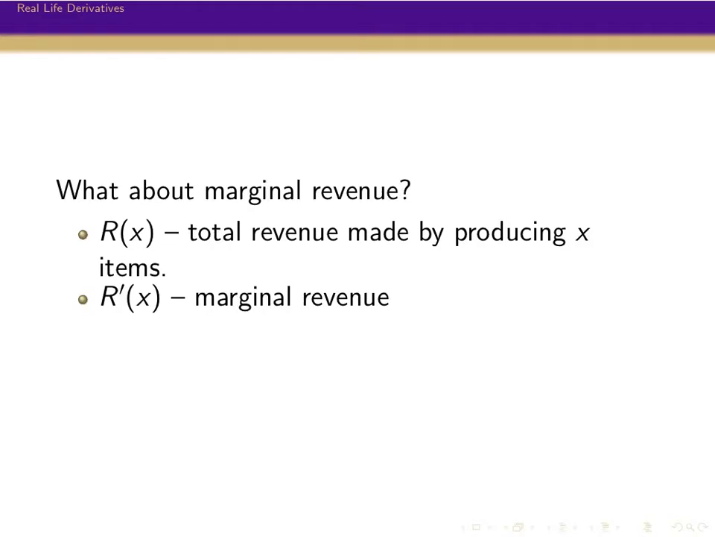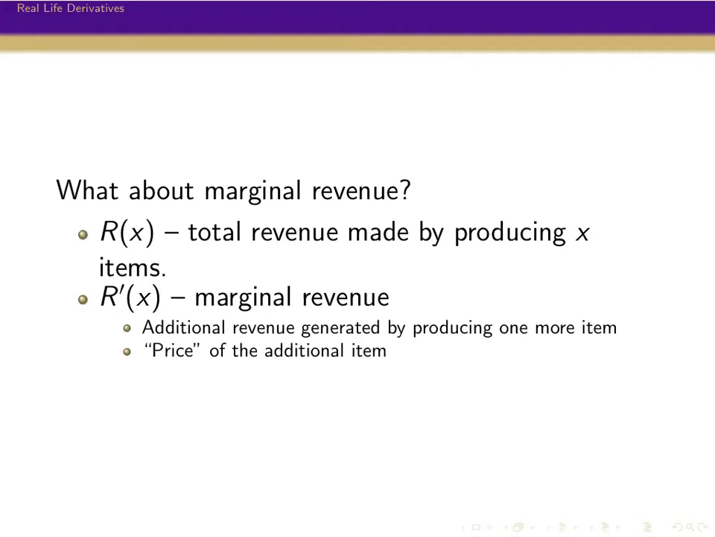Well, what exactly is that going to mean? Same idea as before, it's going to be the additional revenue you make by producing one more item. If you make one more item, you make revenue off of it. How do you make that additional revenue? Well, you make it by selling it. So this is how much more you get for selling that one more item. So really that's equivalent to the price you can get for that one additional item that you sell. So R prime of x is going to tell you about the price you're able to sell each additional item for.